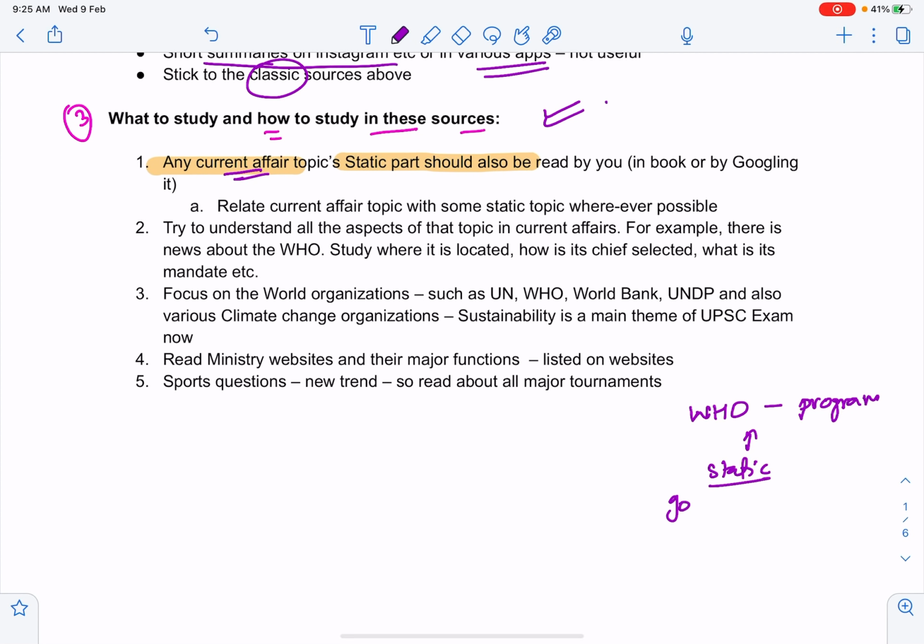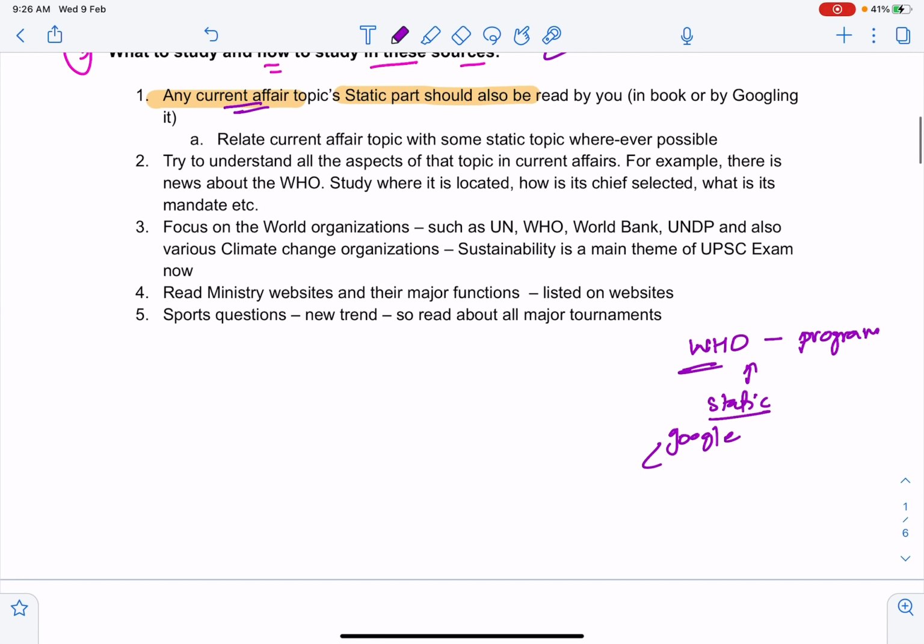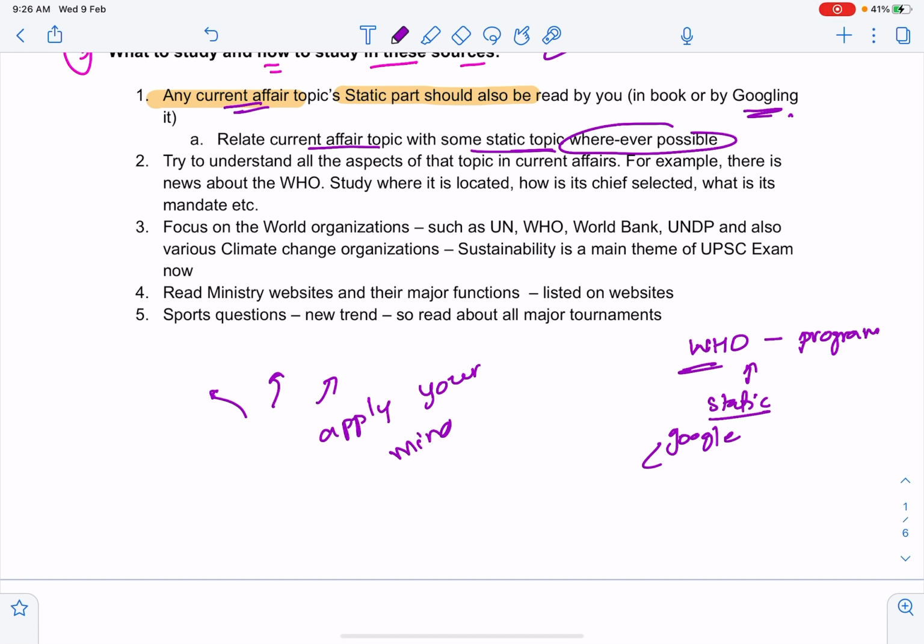Go ahead and Google it and try to read and clear your doubts about what the WHO is, how it is controlled, who it is controlled by, who are the main members of the World Health Organization, who is the current president or chairman of the WHO, and how that particular person is selected. All these kinds of things you should learn about the particular organization. So read that current affair and also read some static portions by Googling them wherever possible. Apply your mind in different directions. That is very, very important for UPSC preparation.